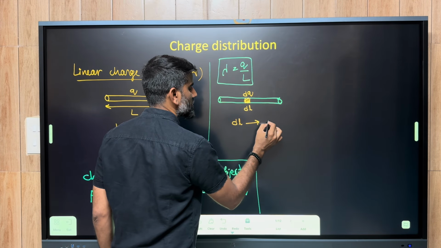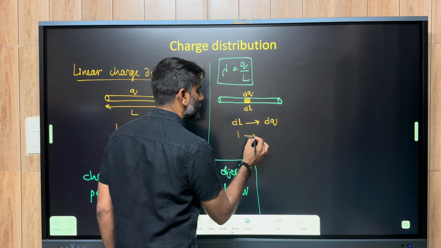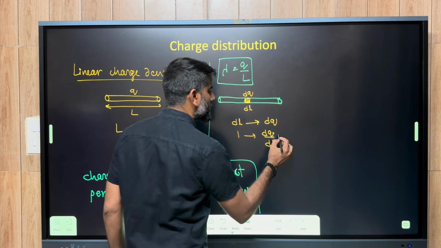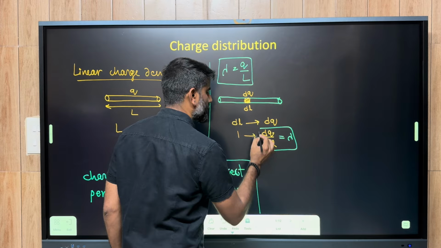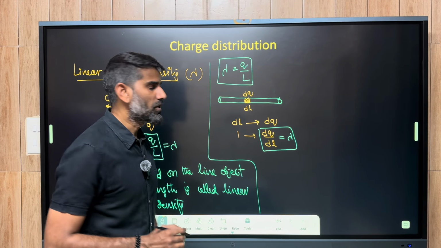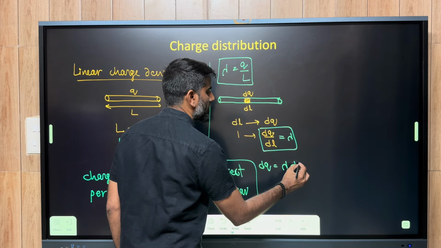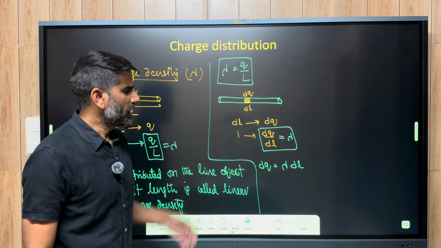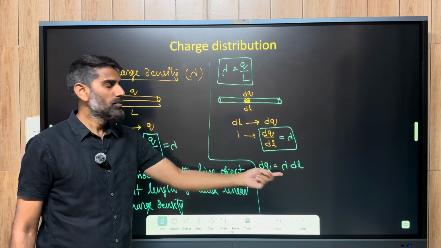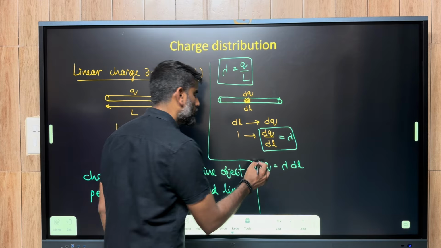dl is the length on which the charge dq is distributed. Per unit length, what is the amount of charge that is distributed? dq by dl. This is again called linear charge density. I'm going to rearrange this equation for charge. dq is equal to lambda dl. I can use Q by L for lambda here. But anyhow, dq is equal to lambda dl. If I want to find the entire charge, I have to integrate.